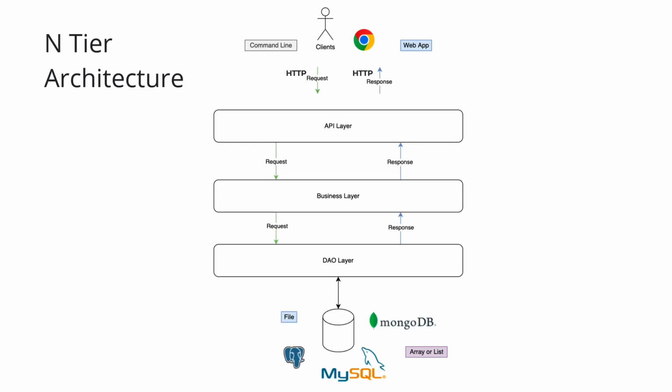Now is the perfect time for me to teach you about the N-tier architecture, since you've learned about the DAO as well as the service, or the business layer. So in a typical application, you've got clients in here. This could be a command line application or a web application, and they basically send a request to your API. This is how they're going to talk with whatever service or application that you have built.